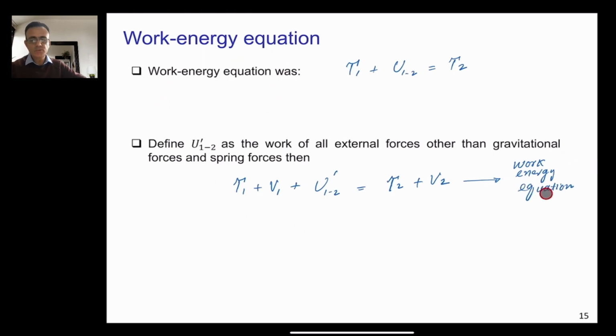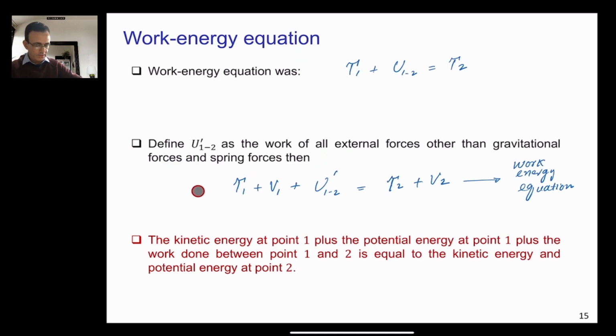This is the new work energy equation, which we will be using instead of this equation, because this equation may look a bit longer, but it's always easier to use this equation in solving numerical problems than this equation here. The reason is that in this equation you don't need to worry about the gravitational forces or the spring forces, but you just need to calculate the work done by all external forces, which is other than gravitational force and spring force.